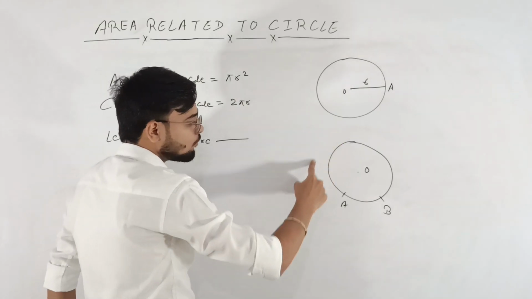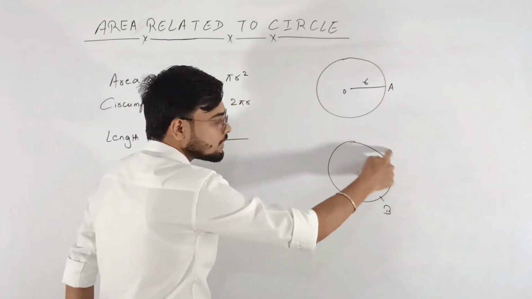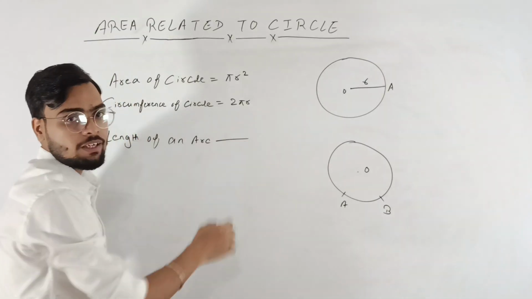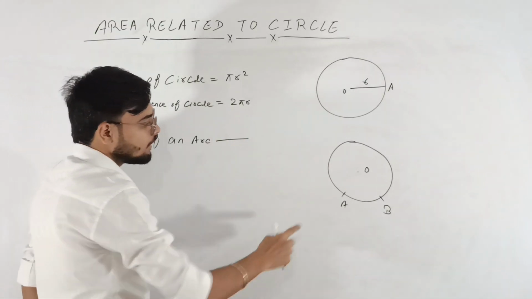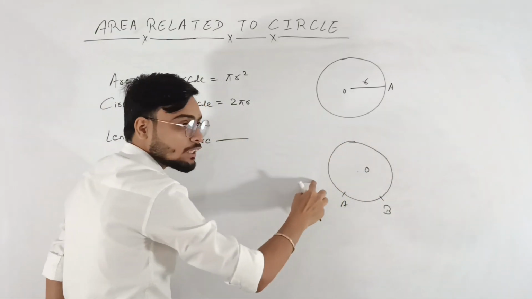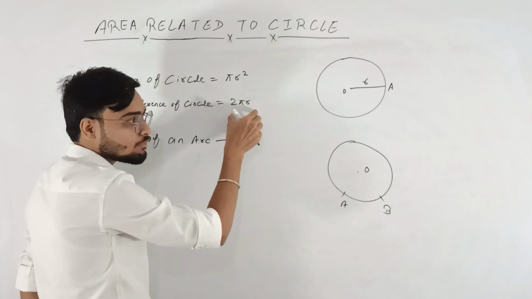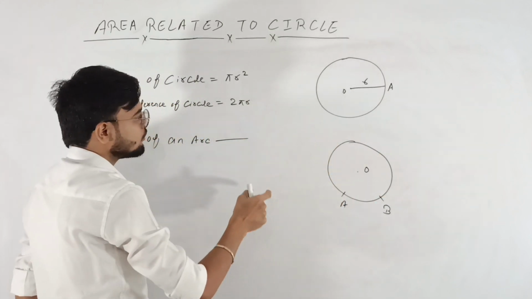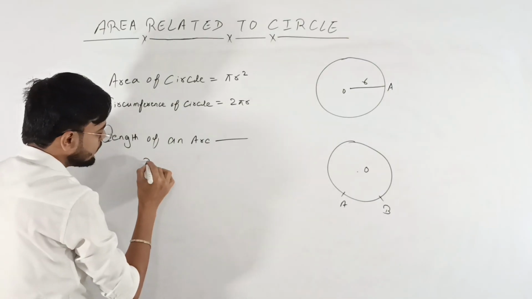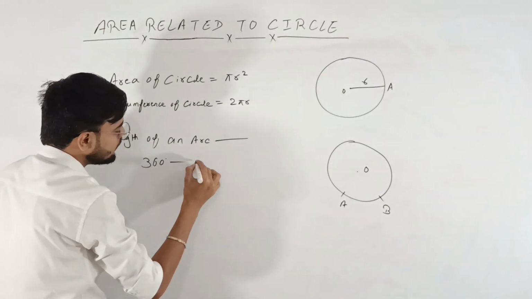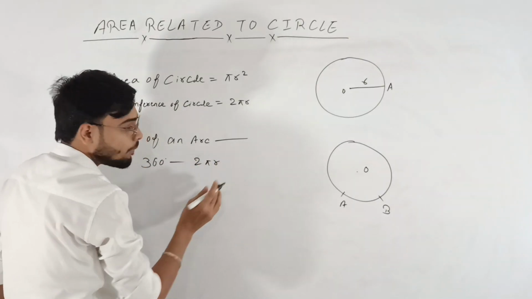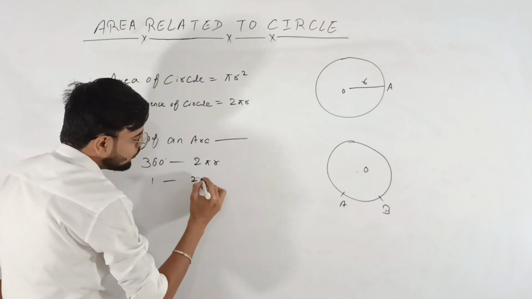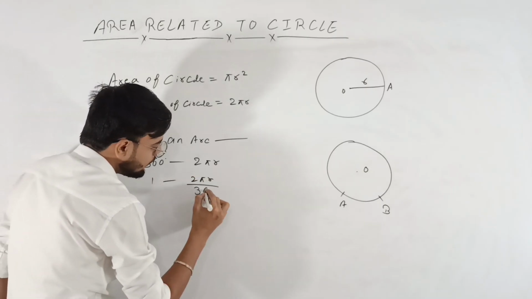Now the length of the whole boundary of the circle is what? The length of the whole boundary of the circle is equal to the circumference, which is 2 pi r. This 2 pi r is for 360 degree. The whole angle in a circle is 360 degree. So 2 pi r is for 360 degree, just like a sector. So for 1 degree is what? 2 pi r upon 360 degree.